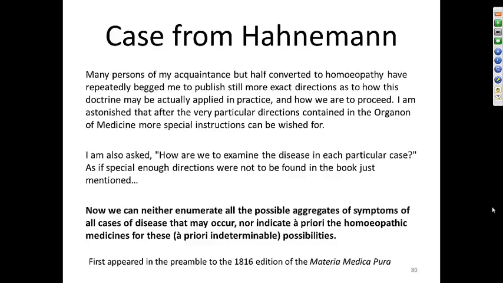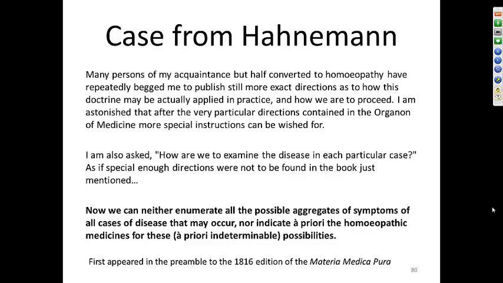So let's look at how this can actually be found in Hahnemann's writings. This is a case from 1816, which first appeared in the preamble to Materia Medica Pura. Before he presents these two cases, he says, "Many persons of my acquaintance, but half converted to homeopathy, have repeatedly begged me to publish still more exact directions as to how this doctrine may be actually applied in practice and how we are to proceed. I am astonished that after the very particular directions contained in the Organon of Medicine, more special instructions can be wished for."